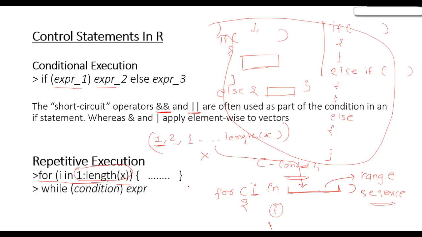And of course, we have a while statement. The while statement is also similar to what we have been using in C language. So while, then a condition, and then a statement. When this condition becomes false, the statement will not be executed, and basically the loop breaks itself.